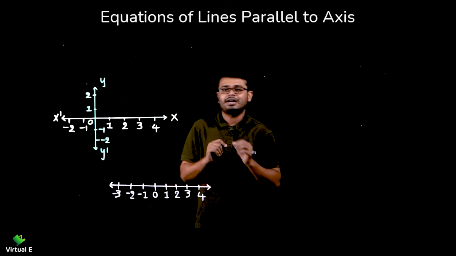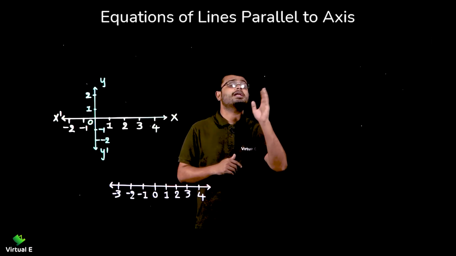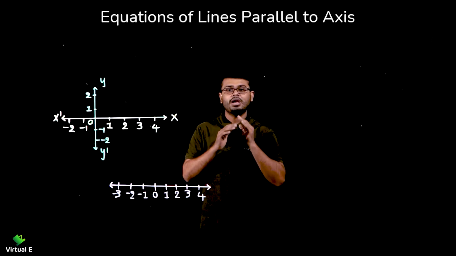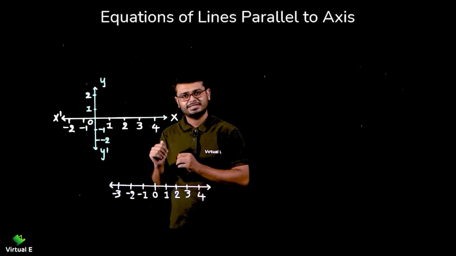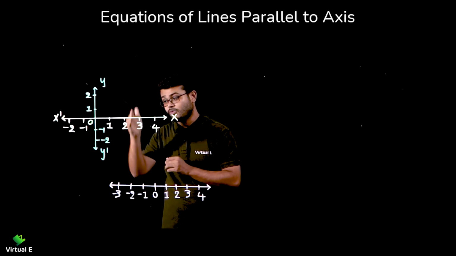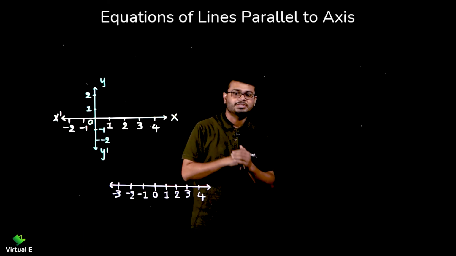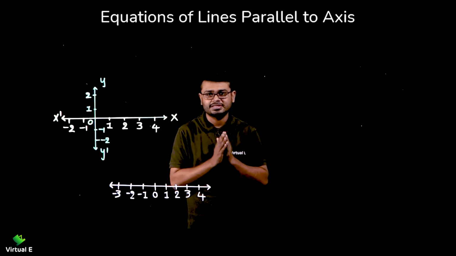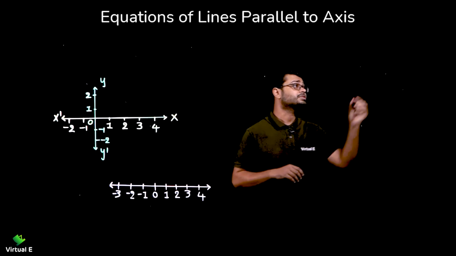Let's discuss the last topic of this chapter, which is equations of lines parallel to axis. Now what happens if the line is parallel to any of the axes? If it is parallel to y-axis, if it is parallel to x-axis, then what happens? So let's discuss that. Okay, first of all, let's talk about the Cartesian system.